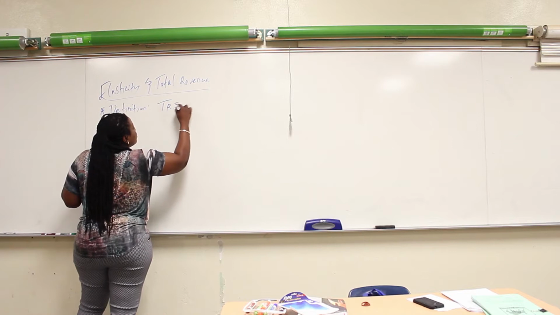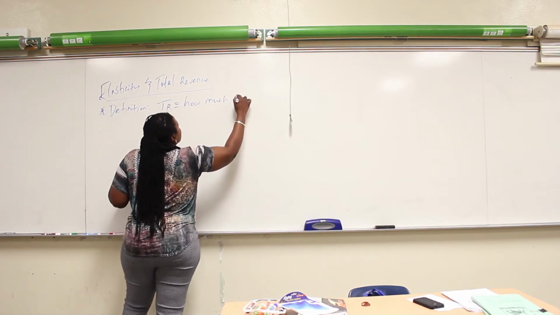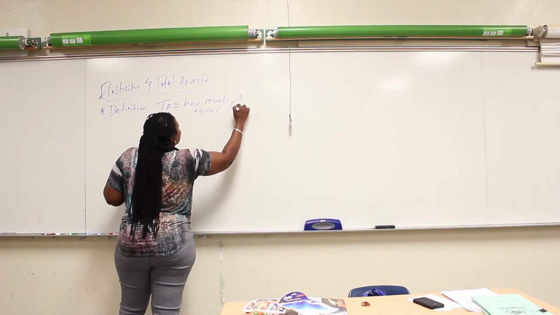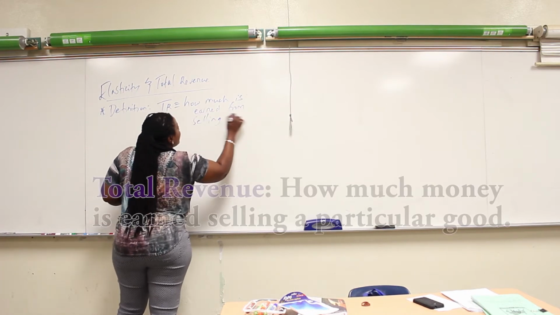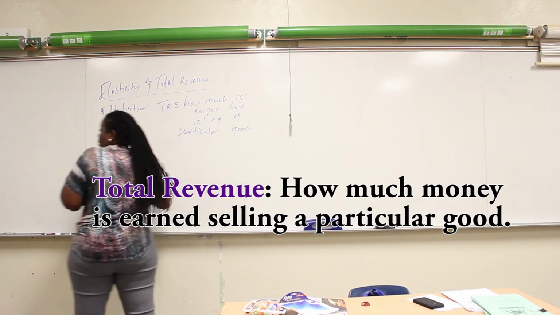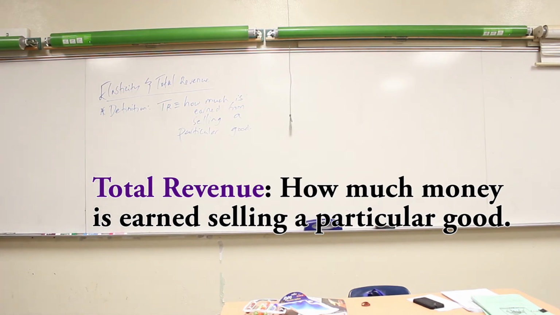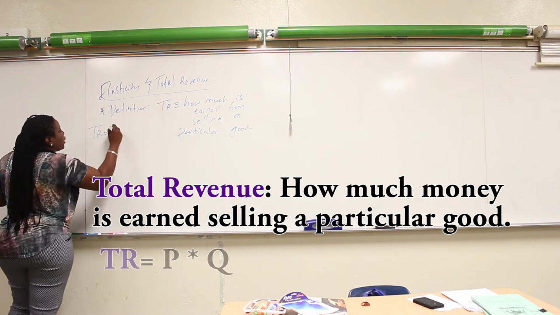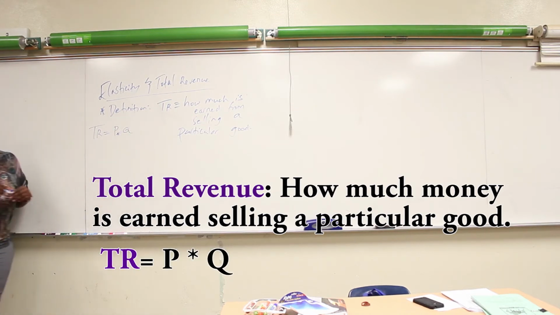Total revenue is how much money is earned from selling a particular good. Not the same as profit, but how much money you earn from selling a particular good, that's total revenue. Profits will take into consideration the cost of production. This does not take into consideration cost. So total revenue is just price multiplied by quantity. Price times quantity, that's your total revenue. It's not the same thing as profits.